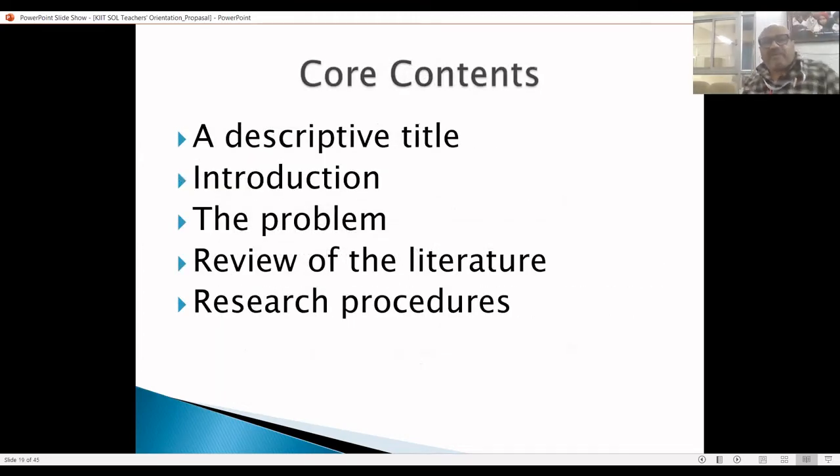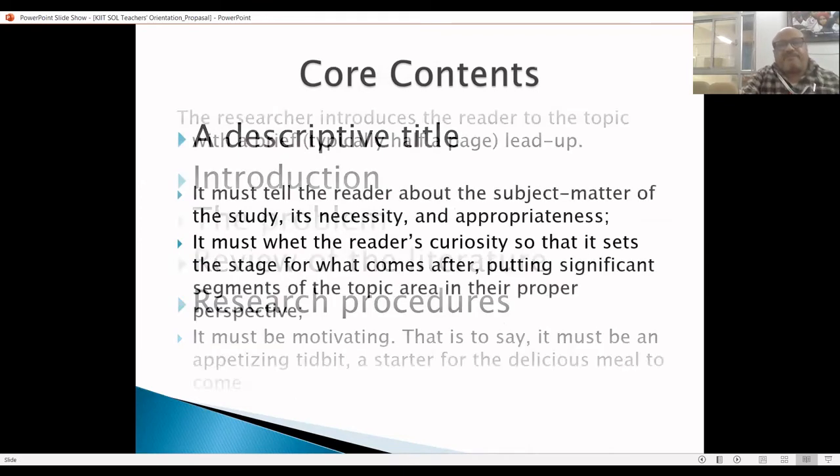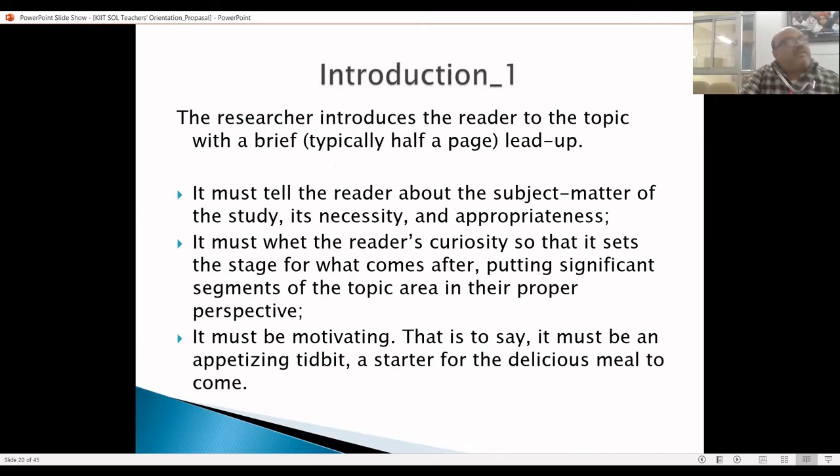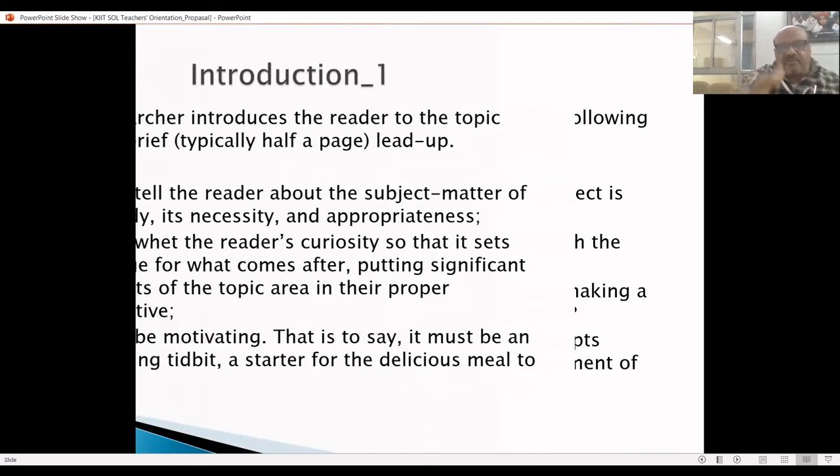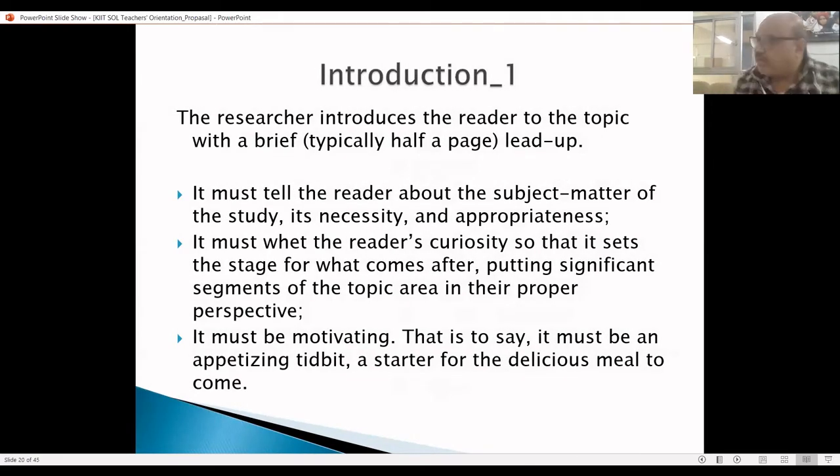These are the core things in a proposal: a descriptive title, introduction, the problem, the review of literature, and research procedures. Well, introduction, because I have introduction 1 here, introduction 2 here, because in one slide I could not cover. So let us have a look at this slide. What does it say? The researcher introduces the reader to the topic with a brief, typically half a page.